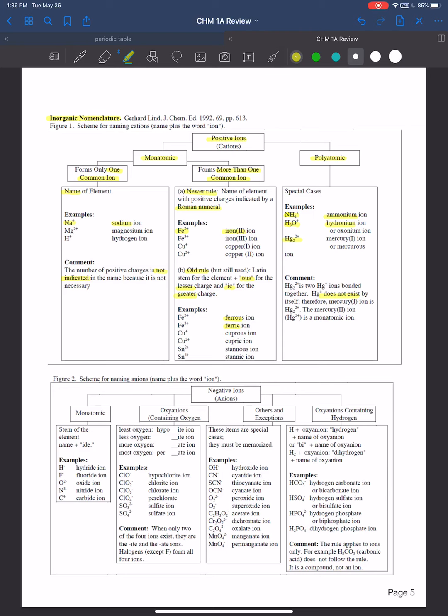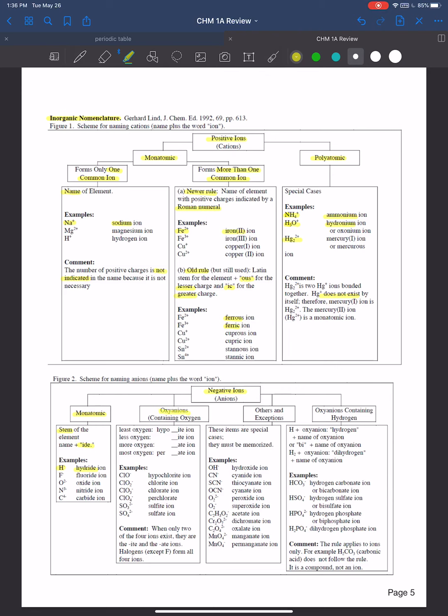Now there are also the negative ions, referred to as anions. When you name the monoatomic anions, we use the stem of the element plus -ide. For example, H with a -1 charge is hydride. Fluorine turns into fluoride, oxygen turns into oxide, nitrogen turns into nitride, and carbon turns into carbide.